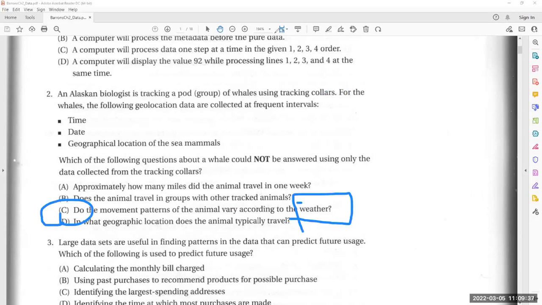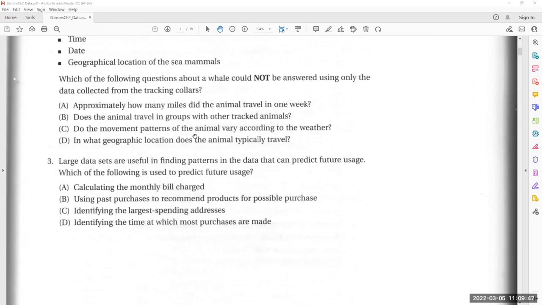How about D? D is saying in what geographic location the animal typically travels. Yes, we have the geographical location of the sea mammal, okay? Number 3, let me have Emma Zhong, okay?